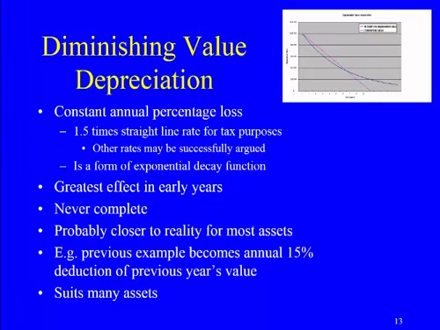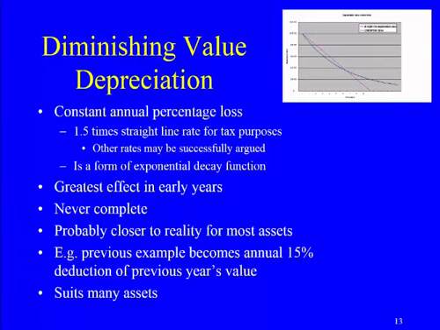For practical purposes, because diminishing value depreciation works on the previous year's depreciated value, you can't simply use the same level of depreciation each year that might be applicable for straight line depreciation. For taxation purposes, a simple rule of thumb has been adopted, and that is that the allowable depreciation rate for diminishing value is 1.5 times the straight line depreciation, at least for taxation purposes. And so this gives us a nice rule of thumb.